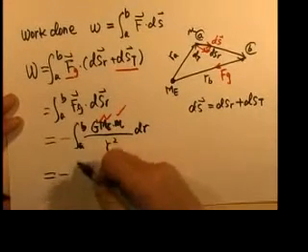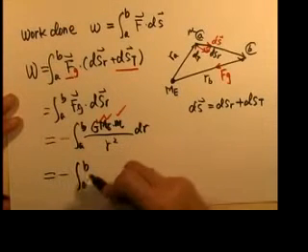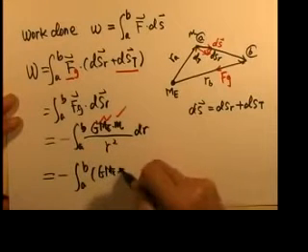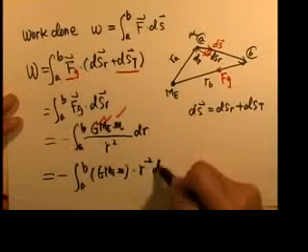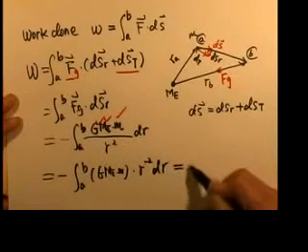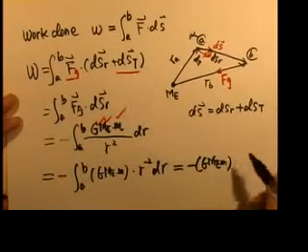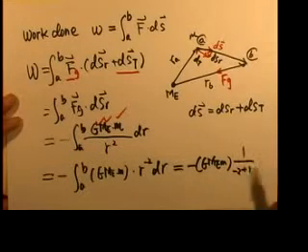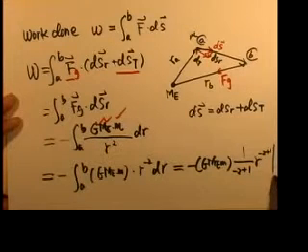So negative, integral from A to B, well, we can move the constant out of this. This constant is the combination of constants right there. And then dividing by r squared is r to the negative 2, dr. So the result is negative of the constant, which comes out, and the integral of this will be negative 2 plus 1 as the denominator, and r to the negative 2 plus 1, from r initial to r final.